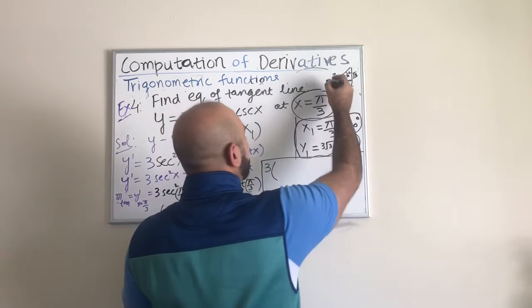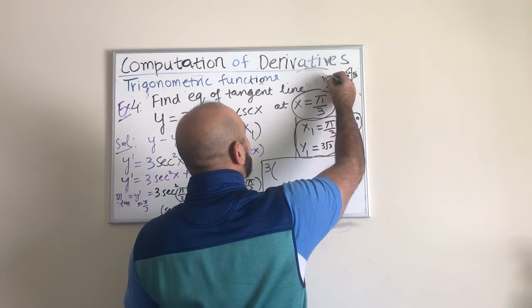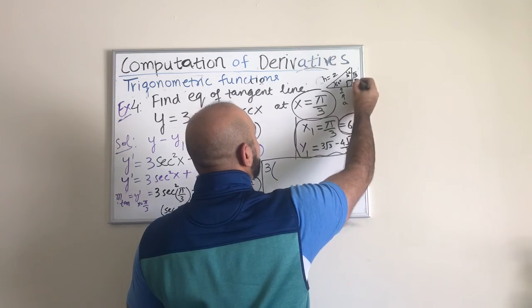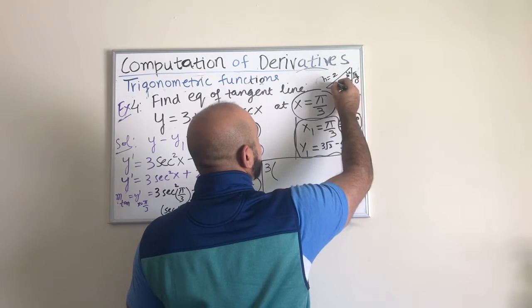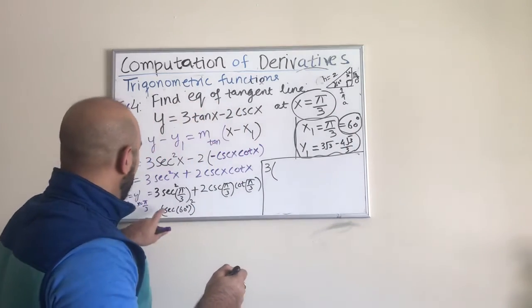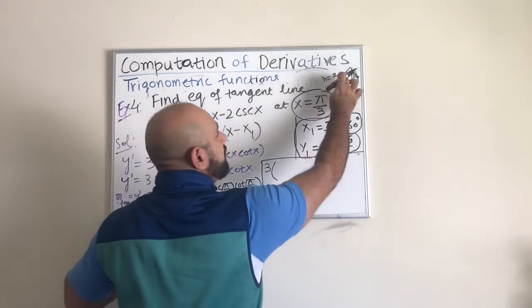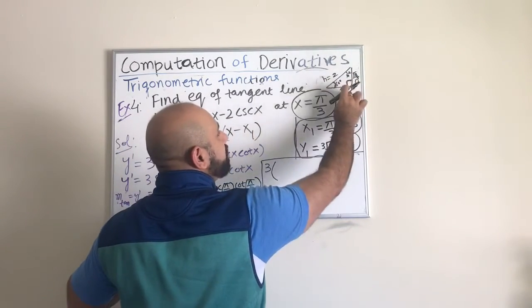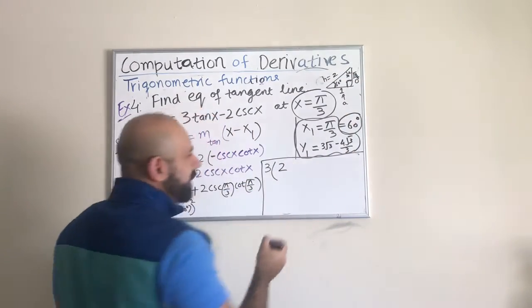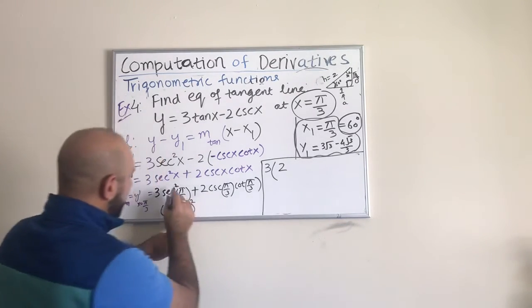So let me label these things. This is hypotenuse, this is adjacent, and this is the opposite, if this is my reference angle, and 60 degrees is my reference angle here. So secant of 60 is going to be 2 divided by 1, hypotenuse over adjacent. So I don't have to write divided by 1. I just write 2, and I have to square it. Don't forget there's a square.